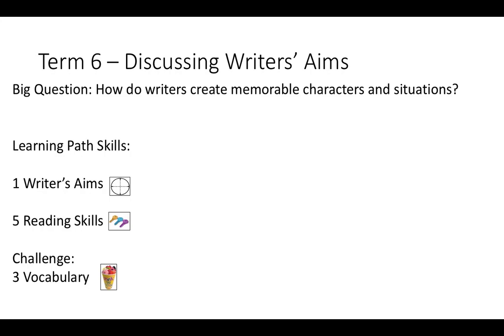Okay, so a reminder just to start off of a few things that you should know well by now. First of all, our big question for this unit, which is how do writers create memorable characters and situations? And you've been looking at 3 learning path skills. Skill 1, which is all about the writer's aims, what messages are they trying to give us in the text. Skill 5, which is about your reading skills, how well do you understand something you've read. And skill 3, which is vocabulary, understanding words that the writer has chosen and used and their reasons why.